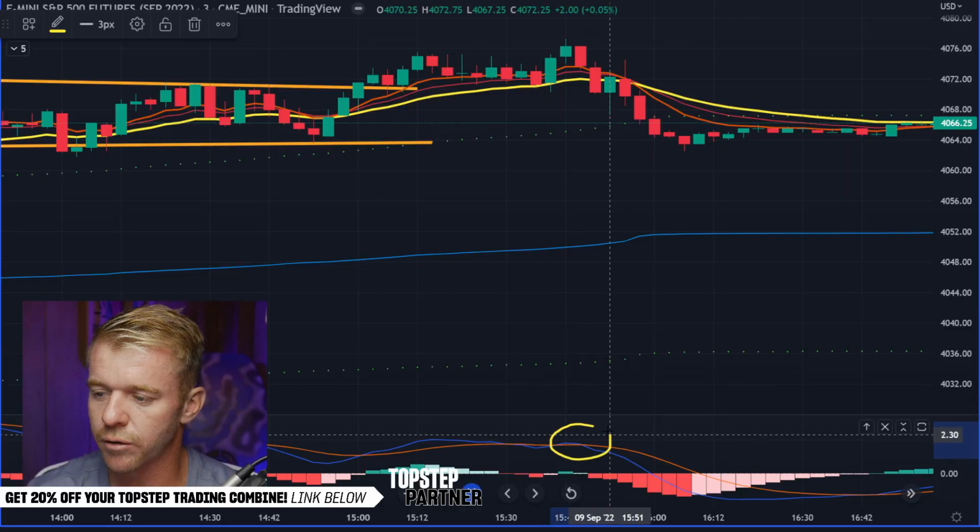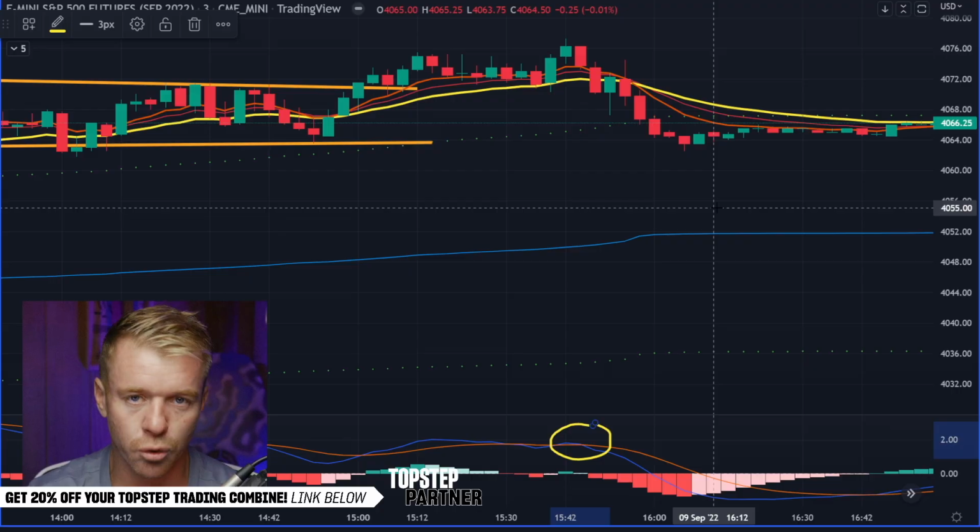If I can't easily identify my risk, then it's not a good trade, right? It's not a good setup if I can't look at it and say where do I place my stop. If I can't clearly see where to place my stop, then it's a terrible trade at that point. Here, we got a MACD cross finally, and we want to get short.